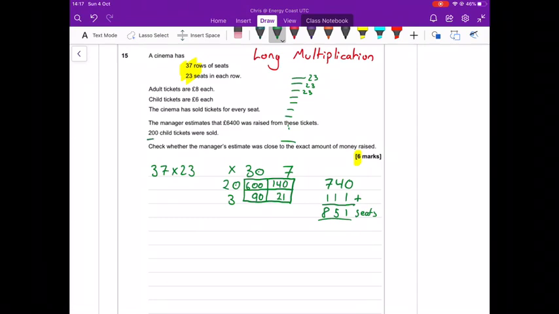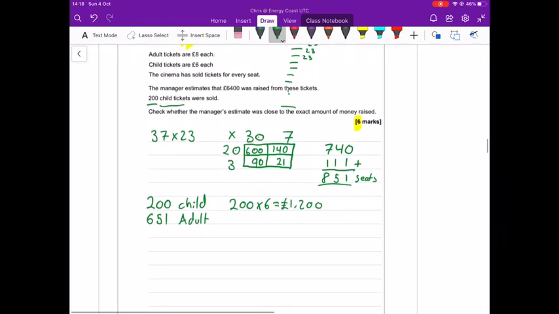What info do we have? There's 200 child tickets, okay? So I know there's 200 child. That means the rest have to be adults. There's 851 seats, so there must be 651 adults, because I've done 851 take away 200. I know that for this one, 200 children, and they're £6 each. I can do this one fairly straightforward, 200 times 6. If you just count it up, 200 6 times, you get £1,200. So he's made that much money off the children.